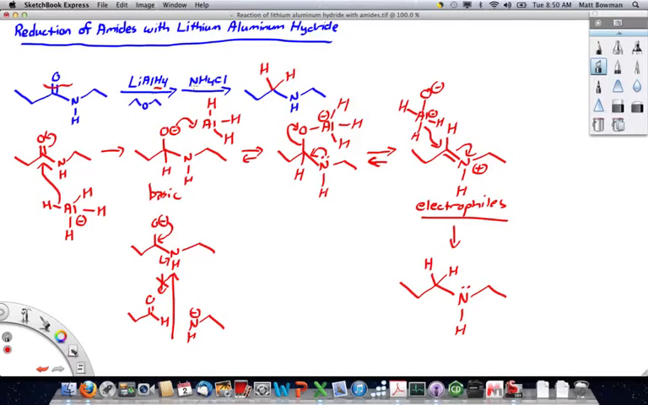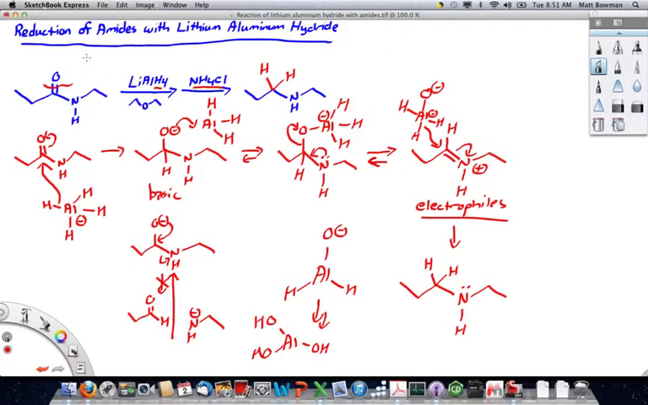What the ammonium chloride does is it's essentially part of an acid workup step that helps separate this nitrogen, this amine, from the alumina contaminants. It reacts with each of these hydrides and eventually replaces them with OHs. This whole thing can then be filtered off, isolating it from this.